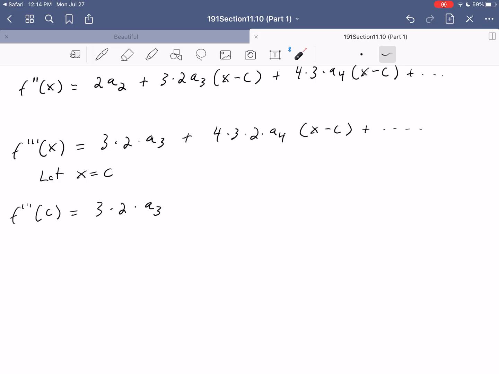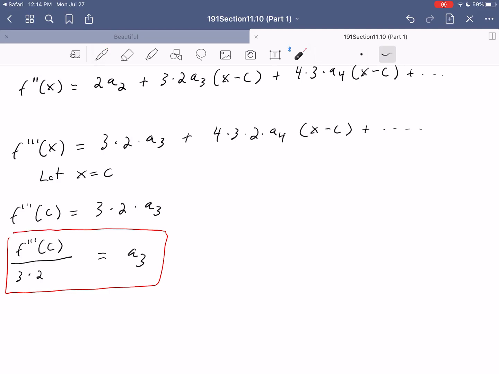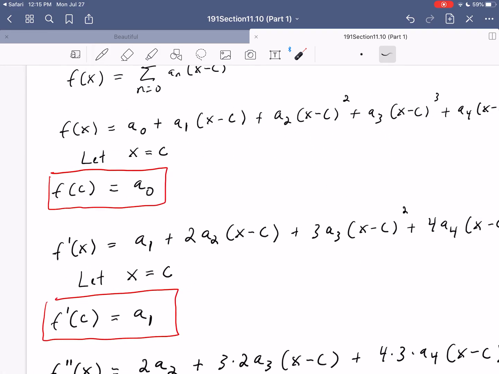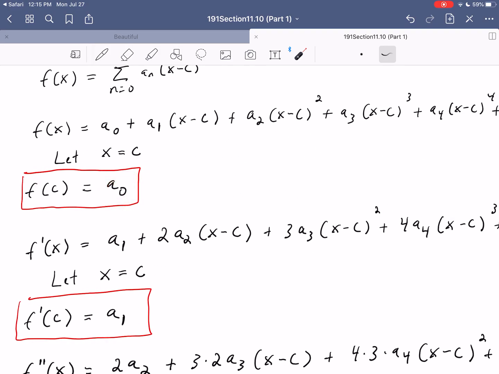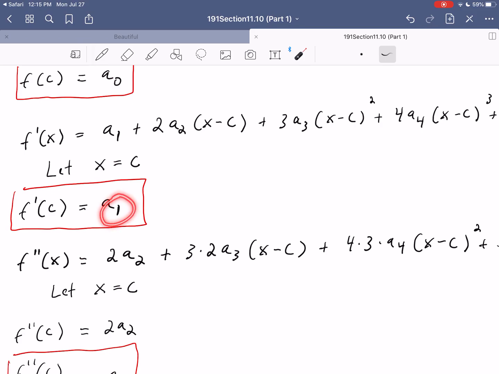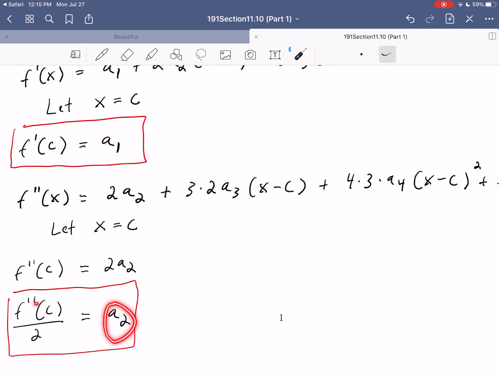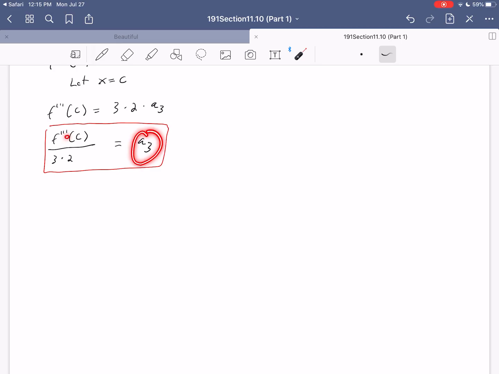So notice if we're solving for a sub 3, we would get that f triple prime at c divided by 3 times 2 equals a sub 3. So at this point, we should be pretty convinced that the index of our sequence directly corresponds to the derivative that we need. Right? If we look back here, we had that this first one, a sub 0, was with the 0th derivative, the original function. A sub 1 was based on the first derivative. A sub 2 was based on the second derivative. And a sub 3 is based on the third derivative.